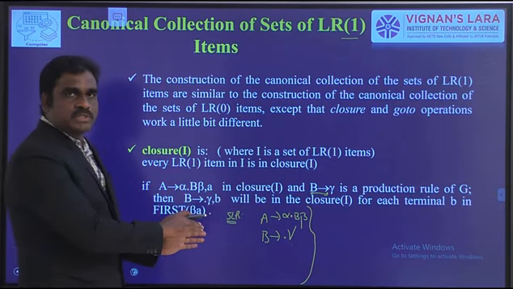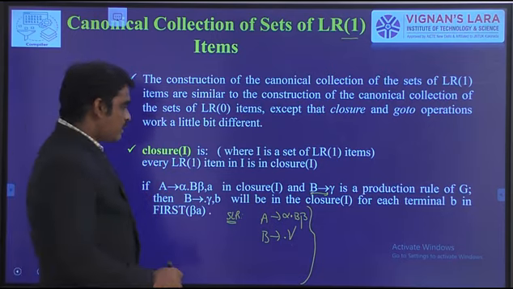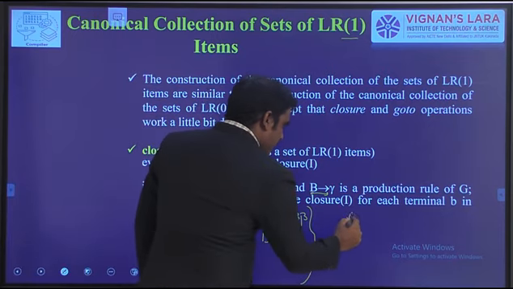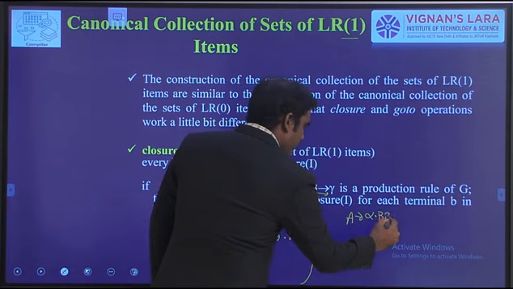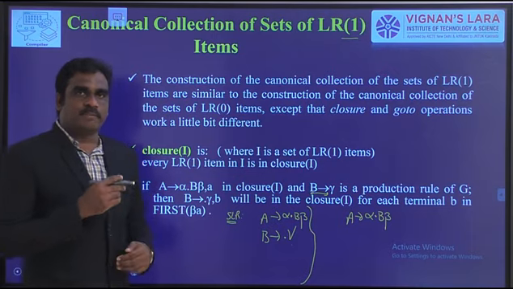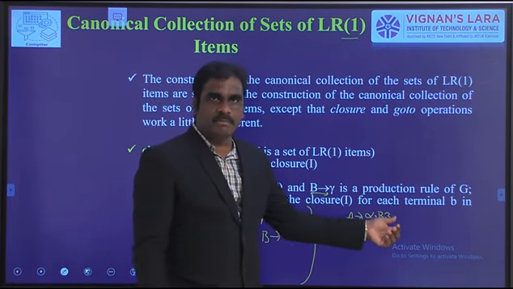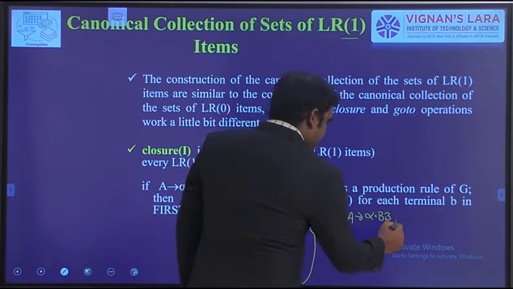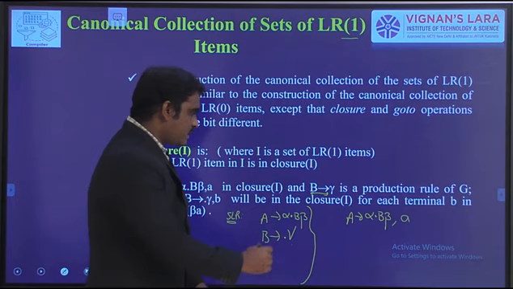So the same approach is applied to the CLR also. Suppose this is the production A → alpha dot B beta. In CLR items we have two components. After performing the go to operation, the result is like this: A → alpha dot B beta, and the second component is a. So this is about CLR.